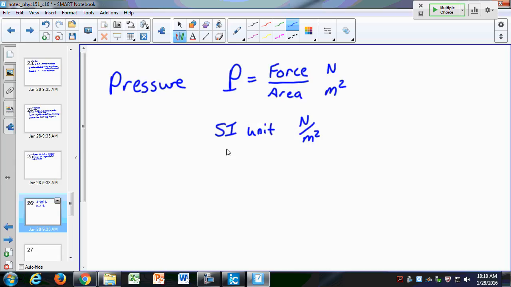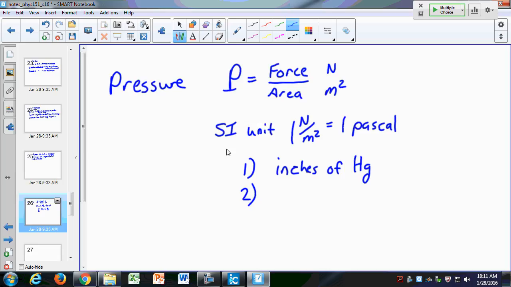But we have a whole bunch of other units as well. One newton per square meter actually is equal to one pascal. You may have heard the unit pascal before. That's our SI unit. The newton per square meter is just a pascal. But we have a whole bunch of other units that we have for pressure, and you should just sort of know that these exist. You can have them in inches of mercury. Hg is the symbol for mercury. Inches of mercury, we'll talk about what that means later in this chapter.